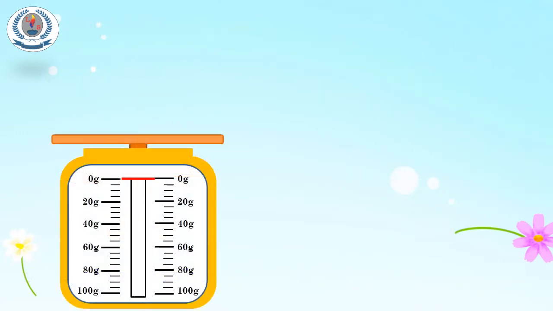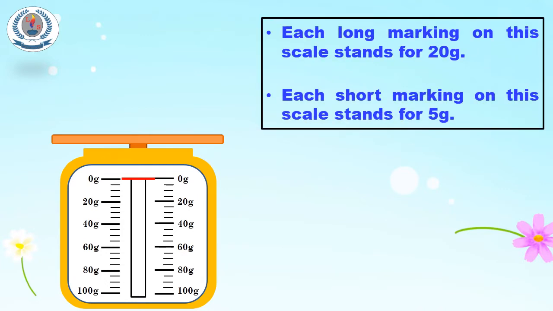Now we are going to measure the masses of objects in grams using another kind of weighing scale. Here, each long marking on the scale stands for 20 gram. Each short marking on the scale stands for 5 gram.